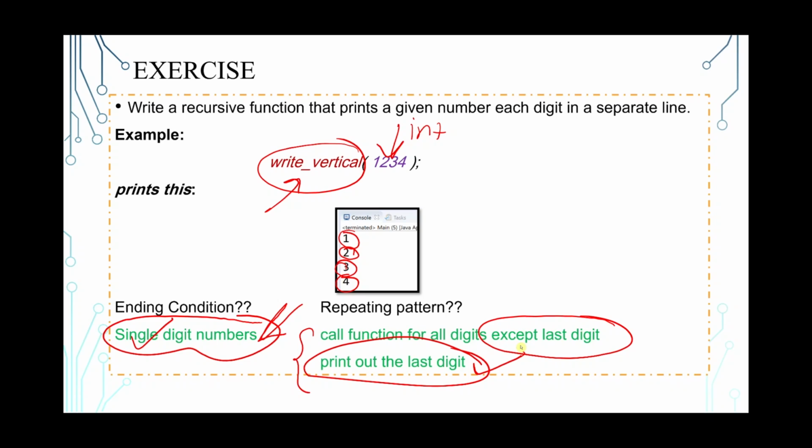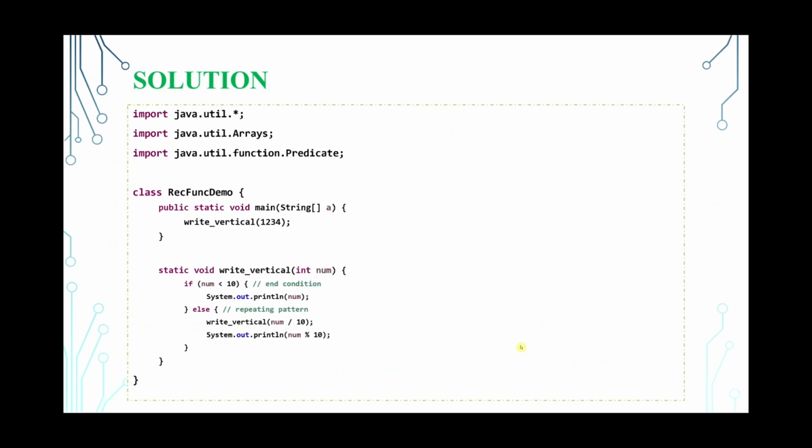Okay, assuming you came back after pausing the video. Here is the solution. We have the main, we called writeVertical with 1234. Now, the ending condition is going to be when the number I have is less than 10, which means it's a single digit number, right? If that is the case, you can do System.out.println. Otherwise, writeVertical and give it num divided by 10.